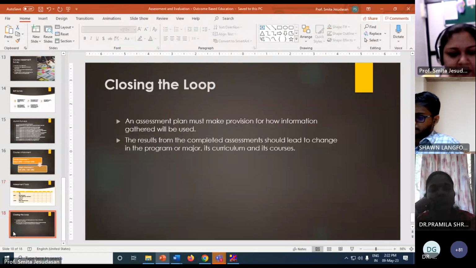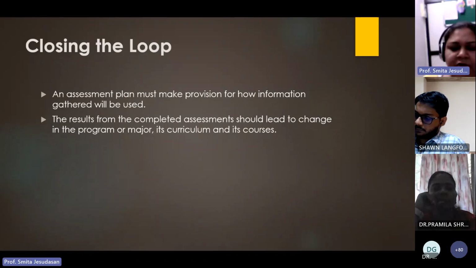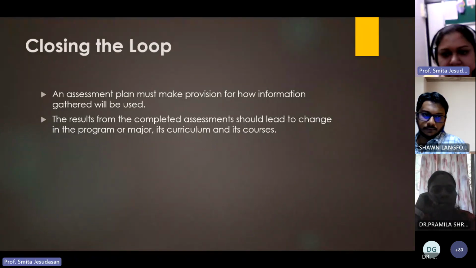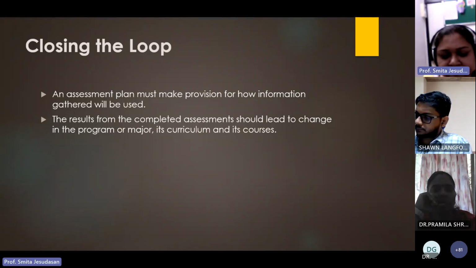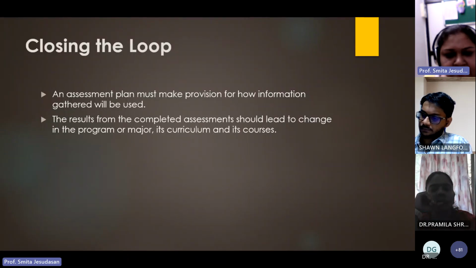Next, coming to the closing of the loop. We have measured the performance of the student using the direct assessment tool. We have collected their opinion or their perception of learning through the indirect tools. Now this has to be put together and the loop has to be closed.